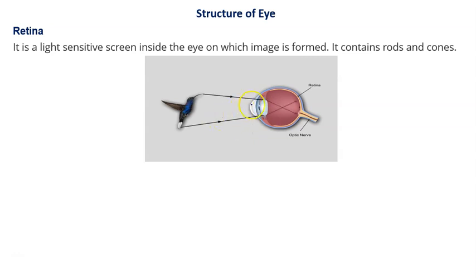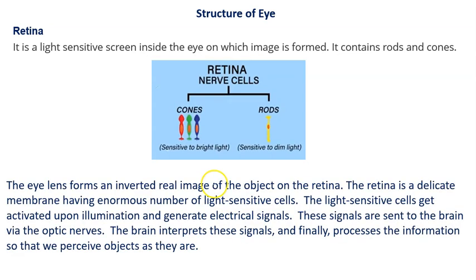In the animation you can see this is the convex lens. It is forming a real inverted image on the retina. This is the retina and you are getting the image at this point. The retina contains rods and cones. Cones are responsible for color and rods are responsible for light. So rods are sensitive to dim light and cones are sensitive to bright light.